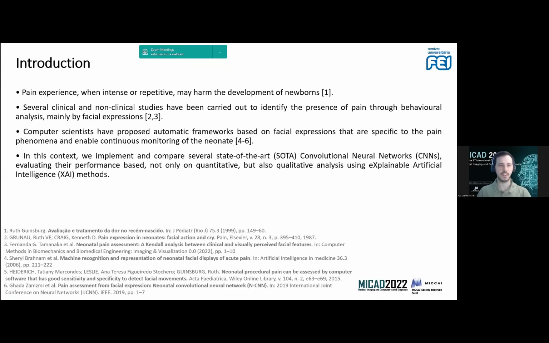Here's the outline of the presentation, and I'll start with a brief introduction to the topic. The pain experience, when intense or repetitive, may harm the development of newborns. Several clinical and non-clinical studies have been carried out to identify the presence of pain through behavioral analysis, mainly by facial expressions. Computer science has proposed automatic frameworks based on facial expressions that are specific to the pain phenomena and enable continuous monitoring of the neonate. In this context, we implement and compare several state-of-the-art convolutional neural networks, evaluating their performance based not only on quantitative but also qualitative analysis, using explainable AI methods.